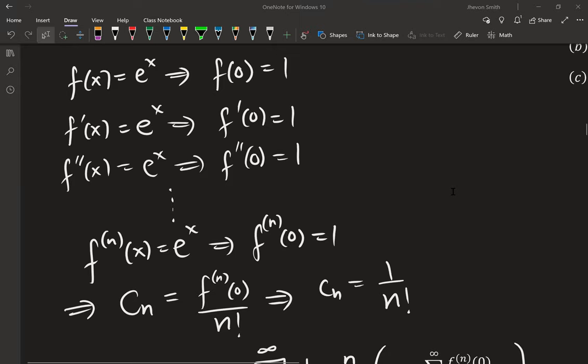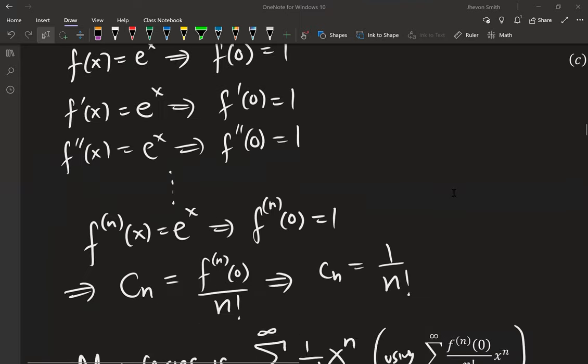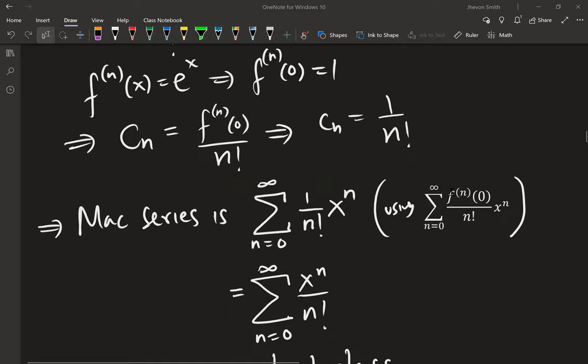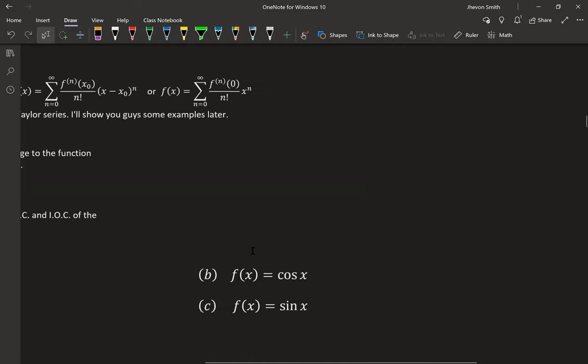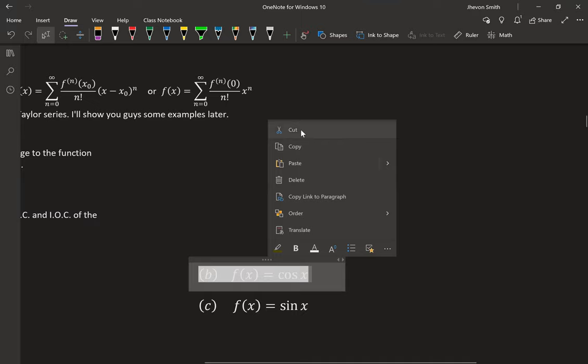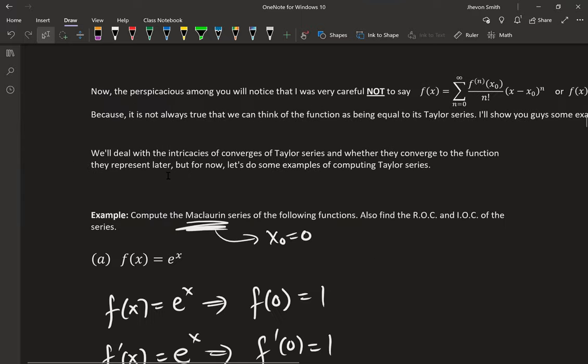And the plot thickens. It's like you're watching some TV show and a plot point that you thought was insignificant suddenly starts coming into play. That's the Maclaurin series for e to the x. Let's look at the one for cosine of x.